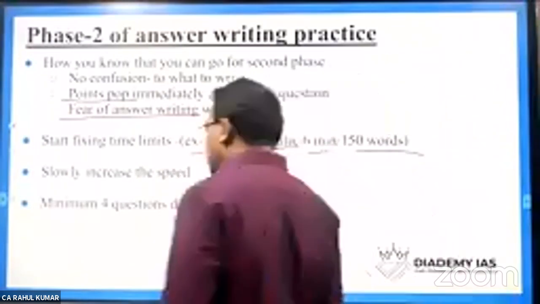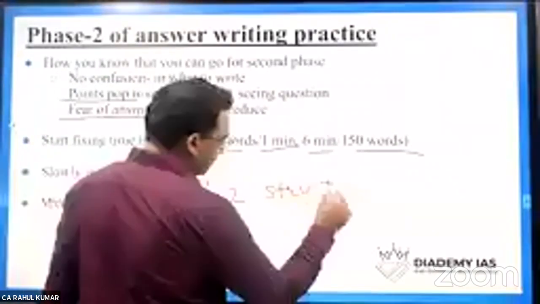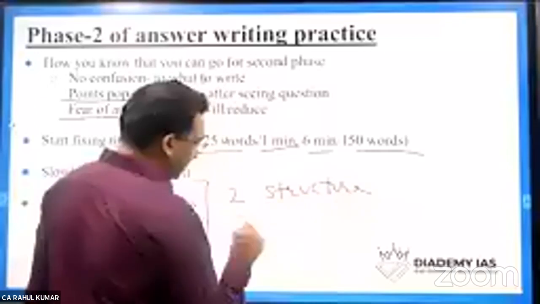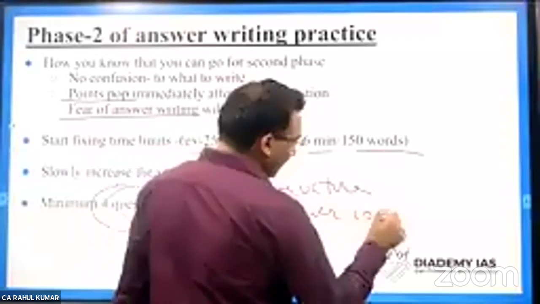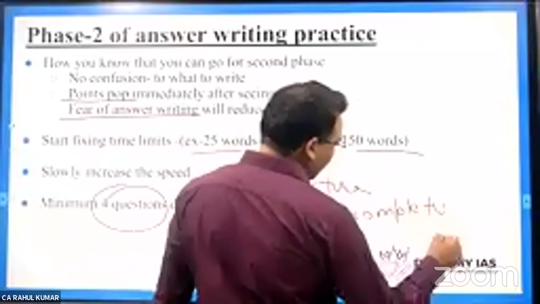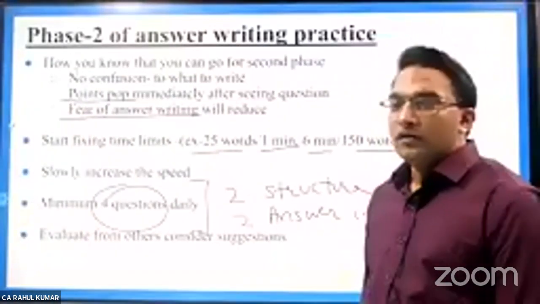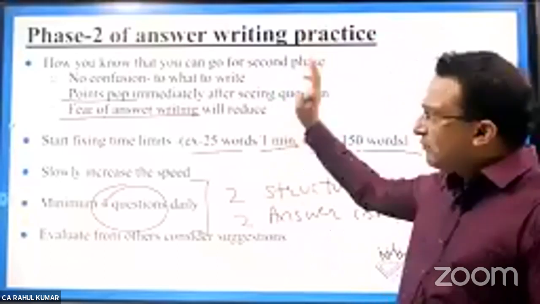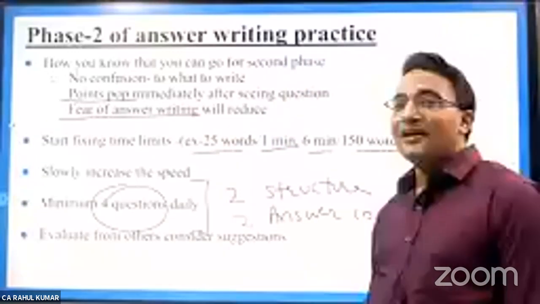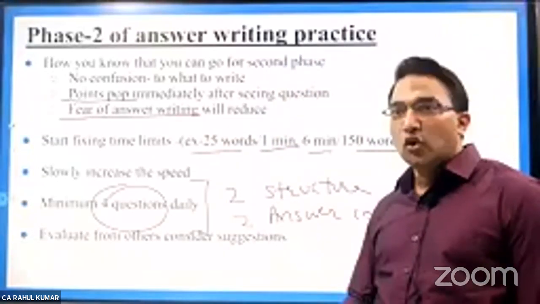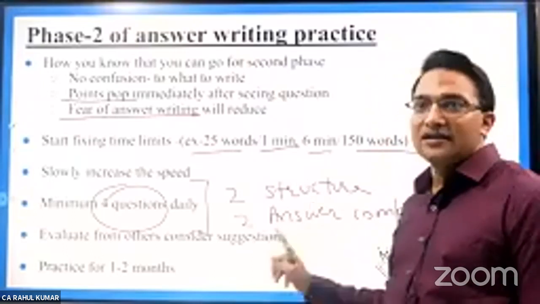Now for these 4 questions, the strategy you can follow is to make the structure of 2 answers and write 2 answers completely. How to make the structure? I will tell you about that in great detail. So in this phase, you are fixing the time limit, increasing the number of questions, focusing on the speed, and getting the evaluation done by other people because you are now at a certain level. You should practice this strategy for 1 to 2 months.